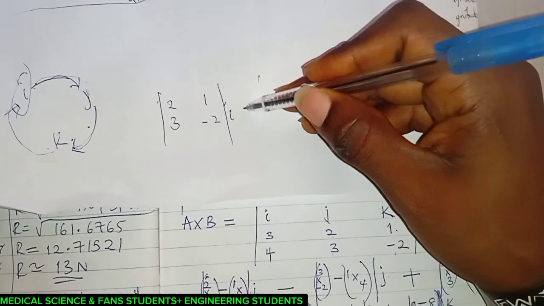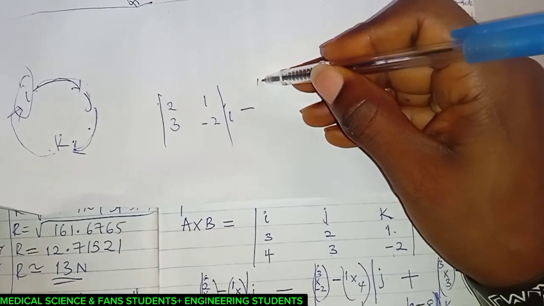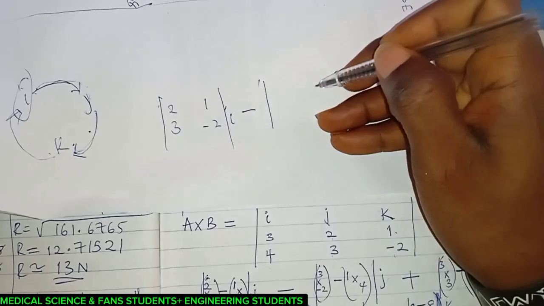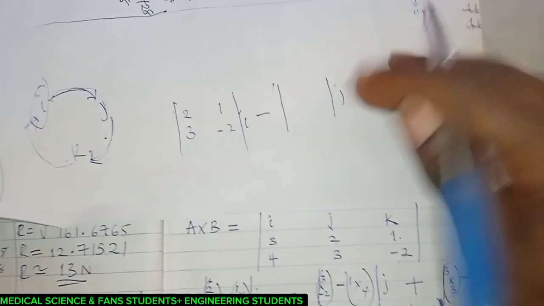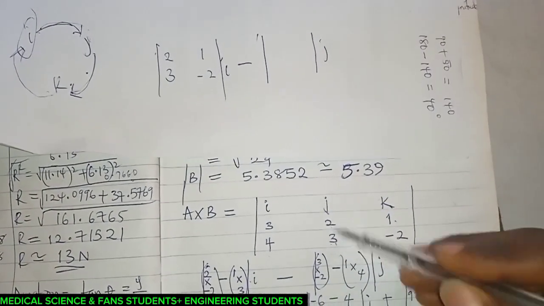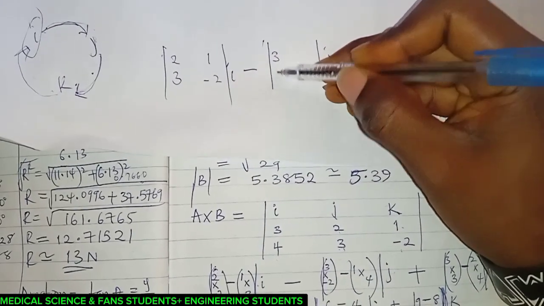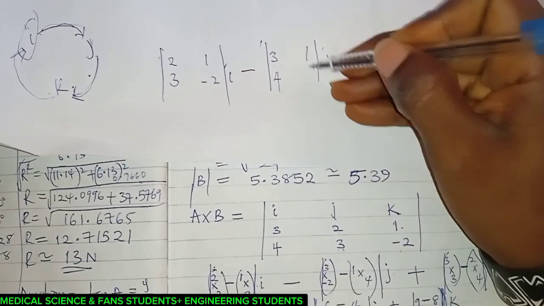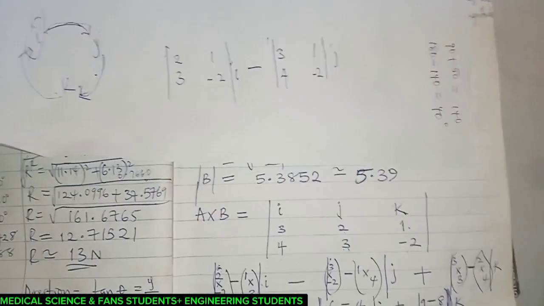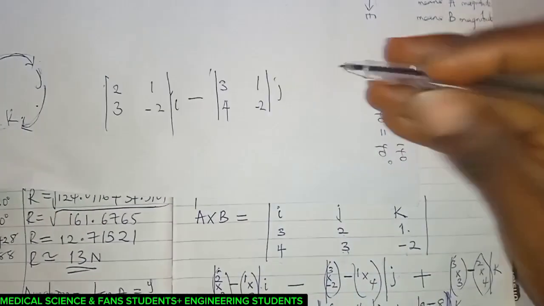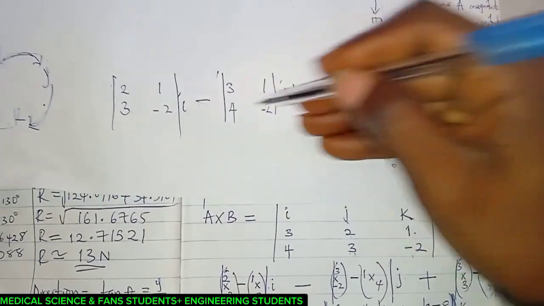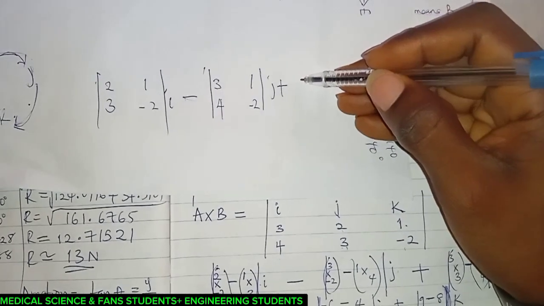Then to do J, so I now put minus always. To do J, everything about J is 2 and 3. I will not use it. I just go to I. I is 3, 4. Then K is 1 and minus 2. And that is what I will use. Then I put plus. Always remember minus before plus when you're doing determinants.